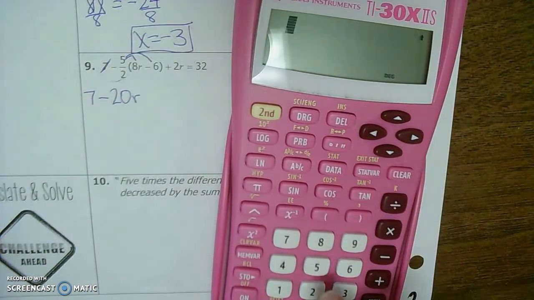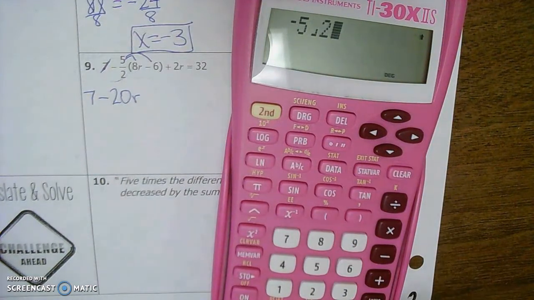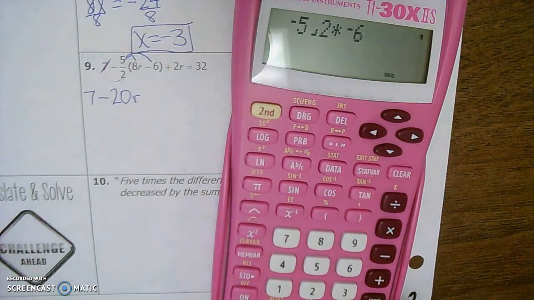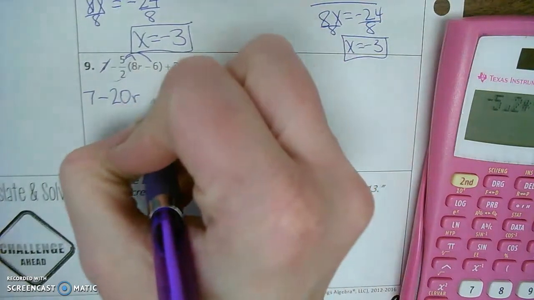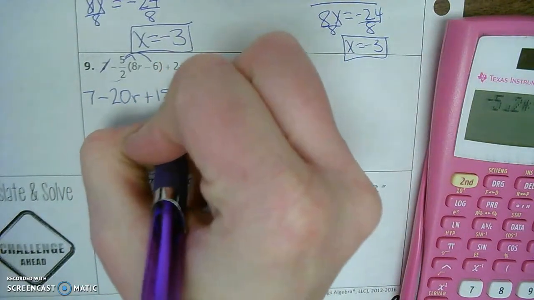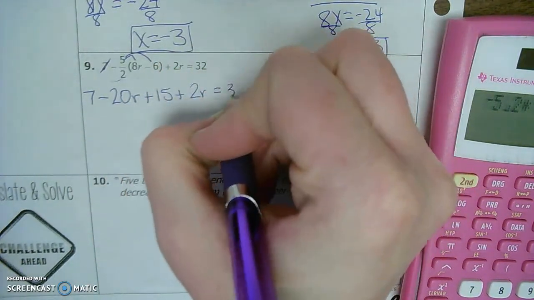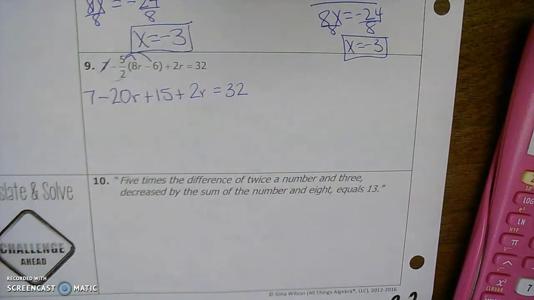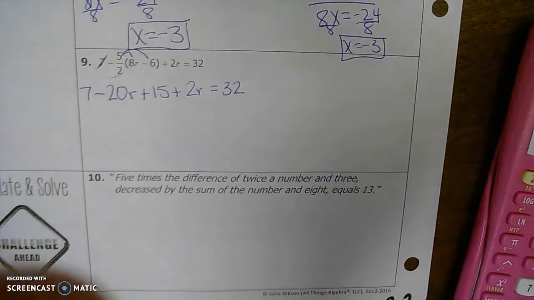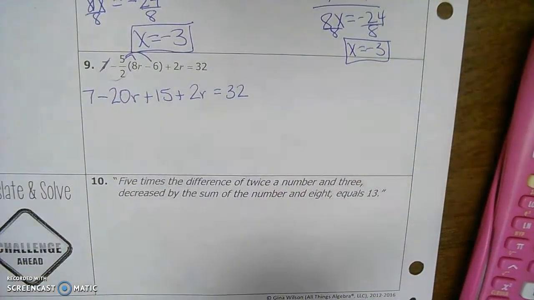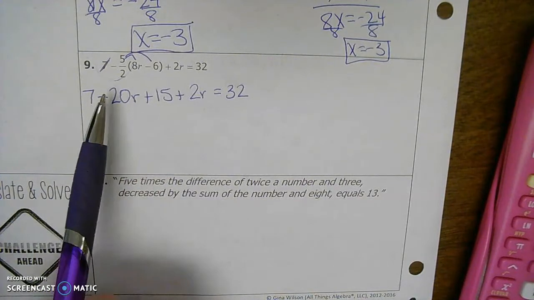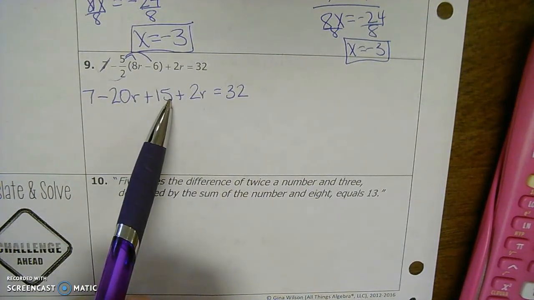Here you need to do -5/2, -5 ABC 2 times -6. That minus sign in the front of the 6, think of it as negative, and we get +15, plus 2R equals 32. Now that little shortcut that I was showing in the last couple, you really can't do that here because you have a 7 and a 15 to get rid of.